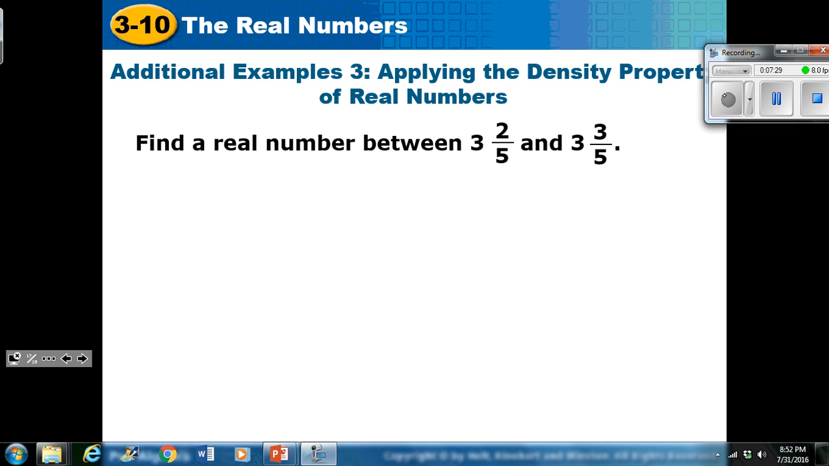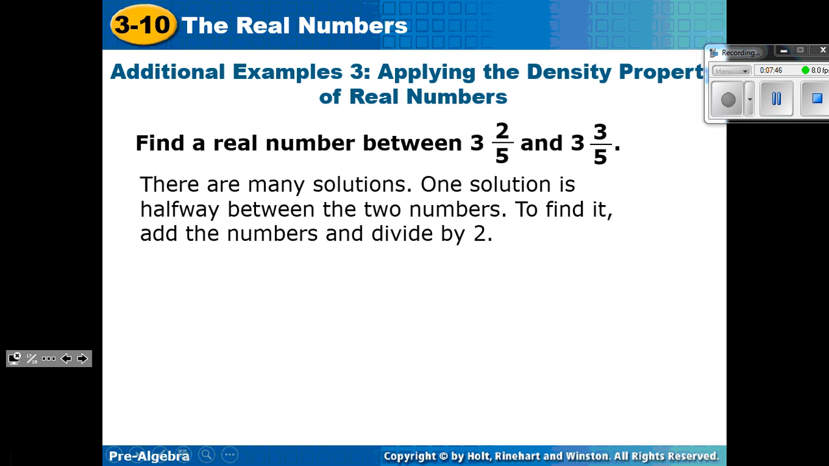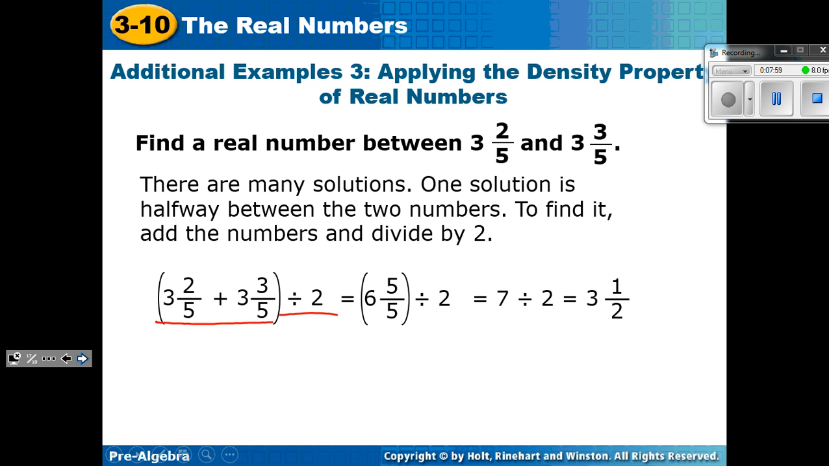So here's a question that has to do with that density property. All they want to know is, can you find a real number that's between 3 2/5 and 3 3/5? A lot of you can probably just do that in your head, but if you really don't know what to do with that, you can basically just add the two numbers up, and then divide by 2, and it basically gives you the average of the two numbers, which gives you a number right in between them. So if you work that all out, it comes out to 3.5.